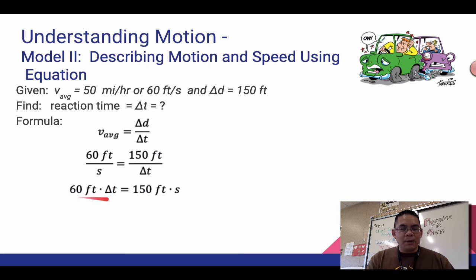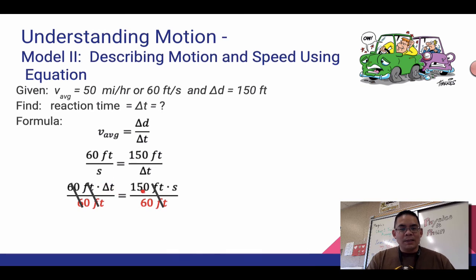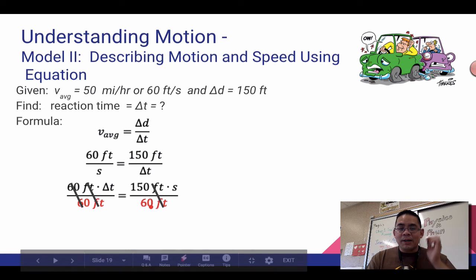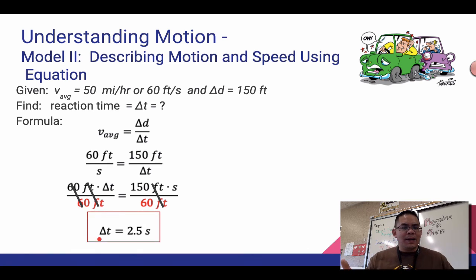How do I solve for it? If I'm multiplying something to it, the opposite of multiply is to divide. So we're going to divide 60 on both sides. There you can see the 60 being divided on both sides. This will cancel out the 60 and the feet on this one as well, leaving me with delta T by itself on the left. I just take my calculator, 150 divided by 60, and I get 2.5. The unit left over is seconds, 2.5 seconds. So there's the answer.